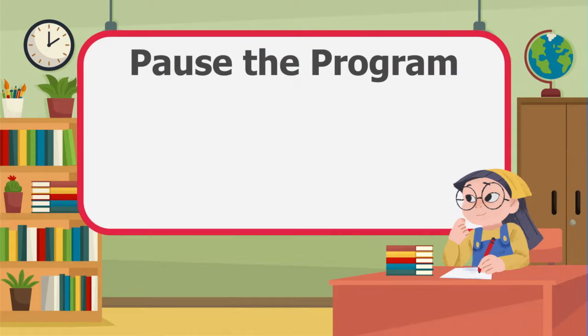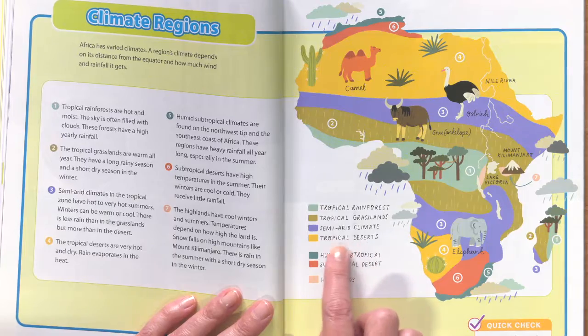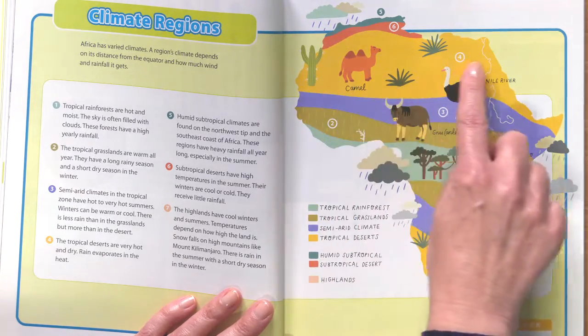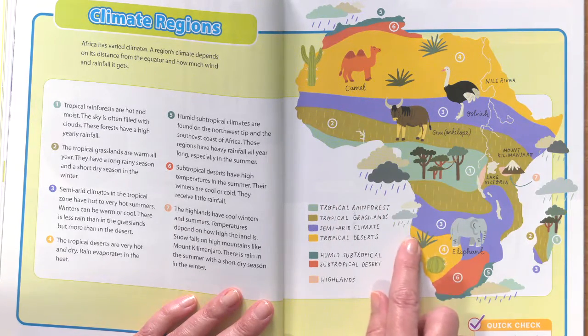All right, which region is very hot and dry? It is so hot that rain evaporates. Write down the name of the region on your whiteboard. The answer is tropical deserts. So let's find that on the map. Here's our key, tropical deserts, in this golden yellow color. And I see it here at the Sahara Desert, and then I see it here as well.